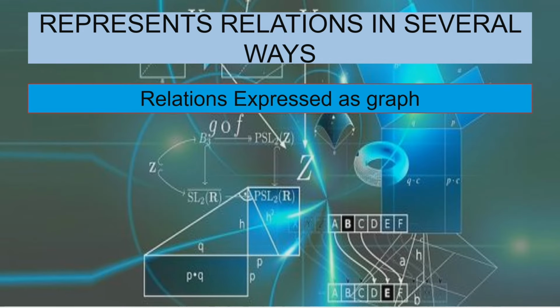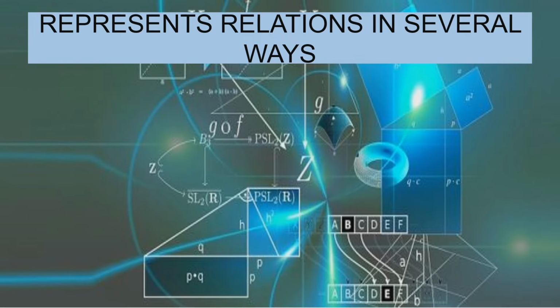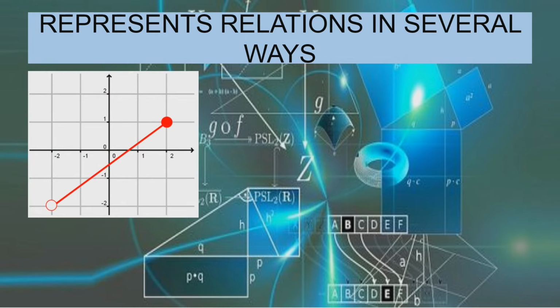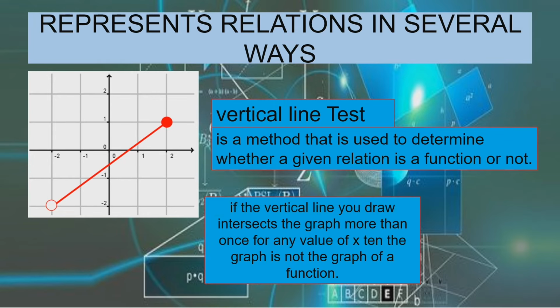Relation expressed as graph. Okay, this is an example. Let's have an example, this graph. Paano natin malalaman na itong graph na to is a function or not? So we use the vertical line test. So what does vertical line test mean? It is a method that is used to determine whether a given relation is a function or not. If the vertical line you draw intersects the graph more than once for any value of x, then the graph is not the graph of a function.